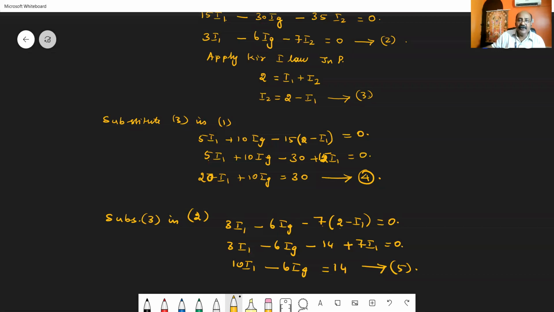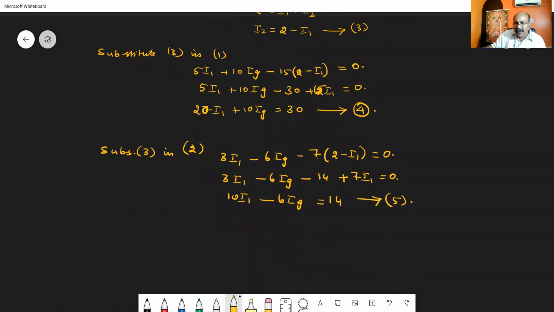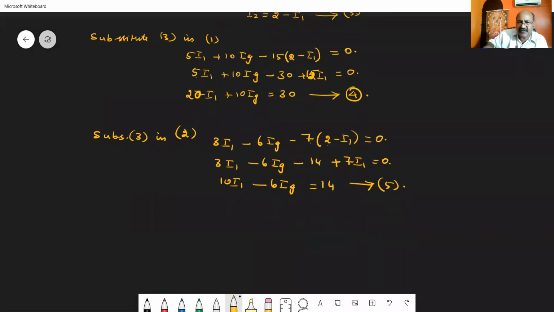Now what can I do? Now you solve equation 4 and equation 5. See, this equation 4 can be divided by 2, isn't it? When I am dividing this by 2, then I can write 10I1 plus 5Ig is equal to what? Is equal to 15. So let us take this as equation number 4. So now you solve equation 4 and equation 5.